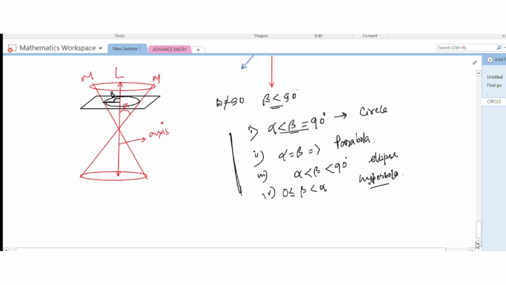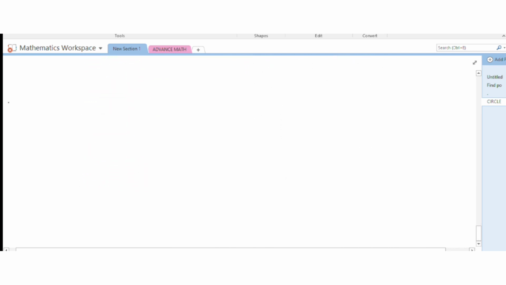I hope it is clear to you. Now next we'll talk about the parabola. So what is a parabola? A parabola is the path traced out by a point which moves in a plane in such a way that its distance from a fixed point is always equal to its distance from a fixed line. In the circle we talked about one fixed point and a moving point at a constant distance. Here one fixed line and one fixed point will be there.